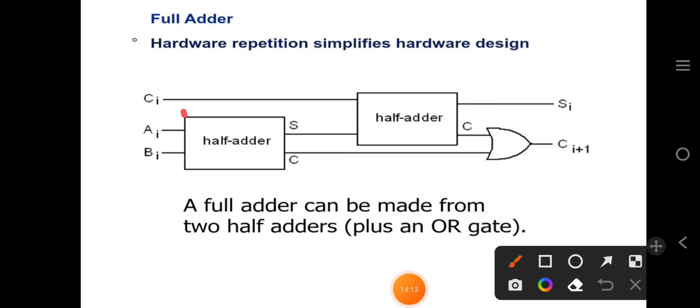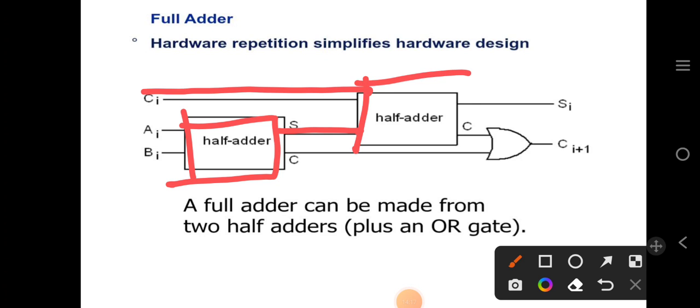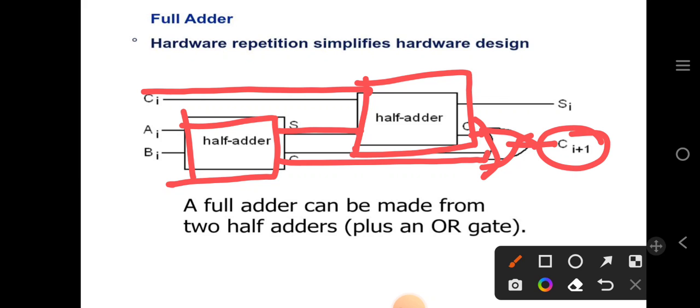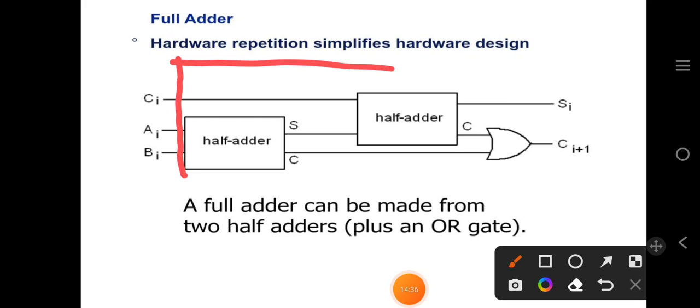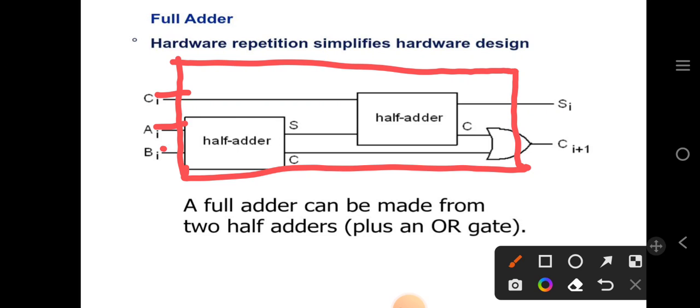This is one half adder. The output of this is taken as the input of the second half adder, and the output of both these half adders is given to the OR gate, which will give the carry of the full adder, and this will give the sum of the full adder. So consider this figure as a full adder. This is nothing but the full adder, which has 3 inputs and 2 outputs.